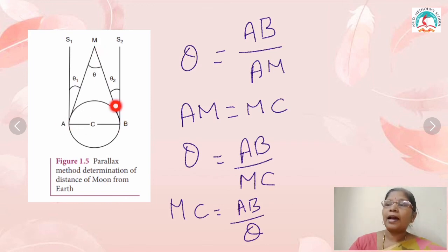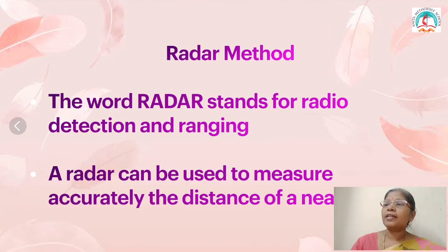Theta equals the opposite divided by the adjacent. Here AB is the base, and AM and MB are both equal. So theta equals AB divided by AM. Now I am assuming AM and the height MC are equal, so AM is replaced by MC. Now the formula is theta equals AB divided by MC. You want to calculate the value of the distance only, so keep MC on one side. Move theta to the denominator side. We get MC equals AB divided by theta.